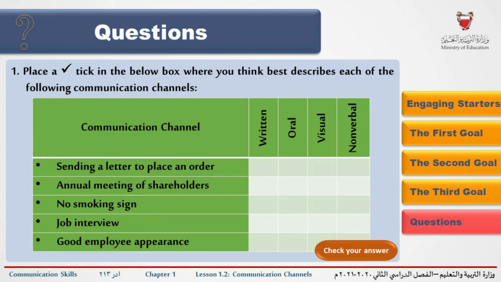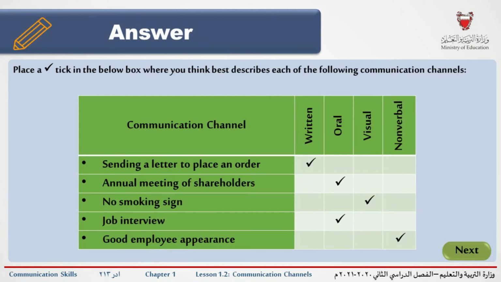Well done. Let's check the answer. Sending a letter to place an order is a written communication channel. Annual meeting of shareholders is oral communication channel. No smoking sign. It is visual communication channel. Job interview is oral communication channel. Good employee appearance. It is nonverbal communication channel.